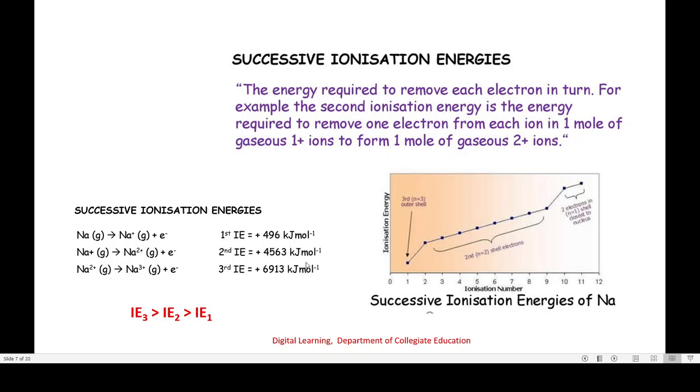This is due to the fact that after the removal of the first electron, the number of electrons decreases while the nuclear charge remains the same, and consequently the remaining electrons will be tightly held by the nucleus, and it becomes difficult to remove the next electron. Hence the second ionization energy will be more than the first ionization energy, and the same is also true with the third ionization energy, which will be further greater than the second ionization energy.